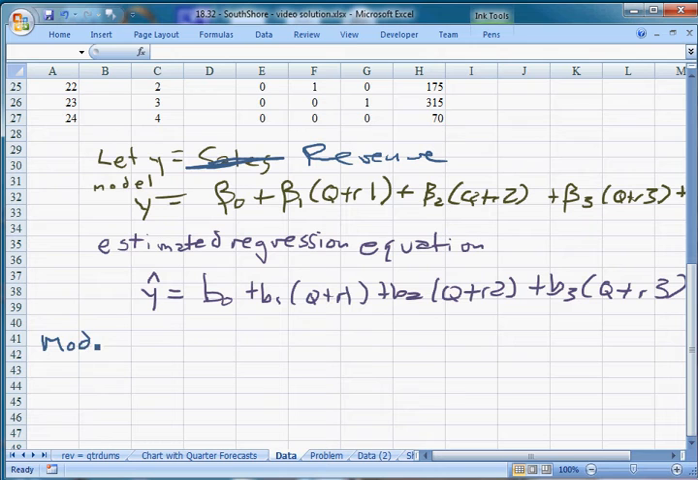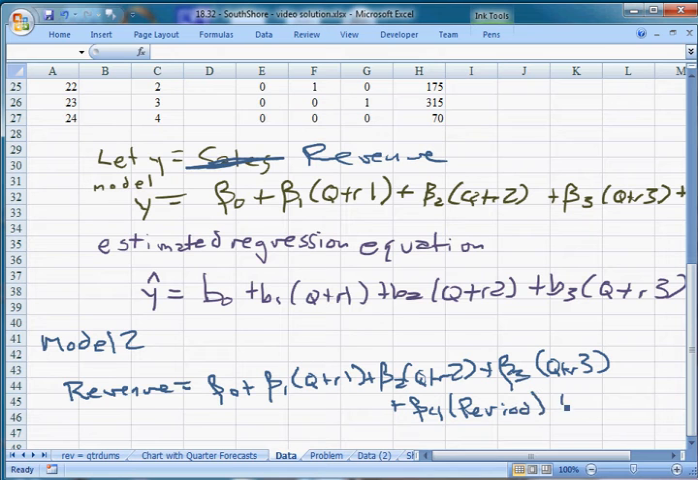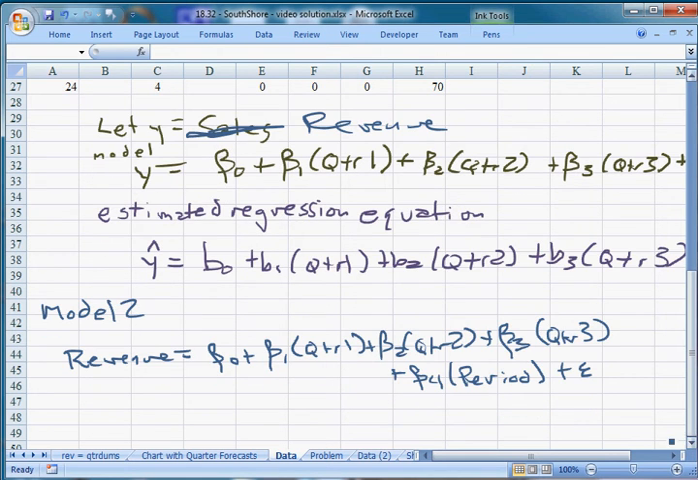Our new model, model 2, is that revenue is equal to beta 0 plus beta 1 times quarter 1 plus beta 2 times quarter 2 plus beta 3 times quarter 3 dummy plus beta 4 times period plus epsilon. And that's our new model, and that's going to give us a new estimated regression equation. Est-reg EQ means estimated regression equation. I already wrote it out here.